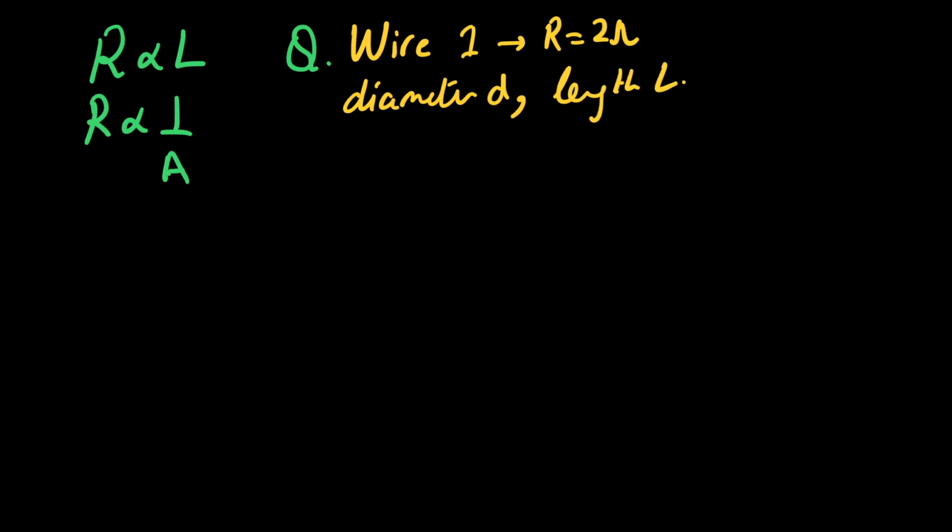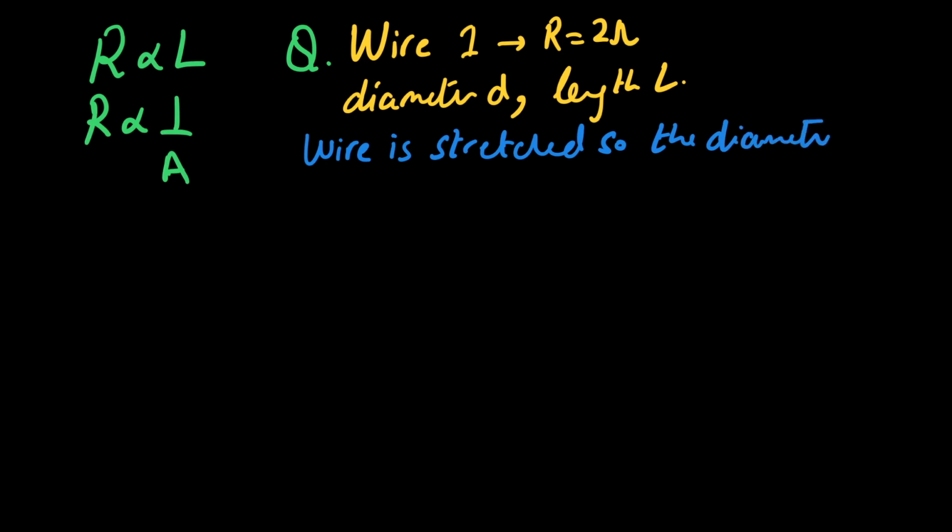Now, just one statement that they wrote very conspicuously, but it was a very important statement, was that the wire is stretched, so the diameter decreases by half. The diameter decreases by half. What is the new resistance?